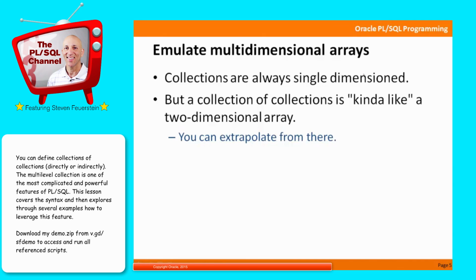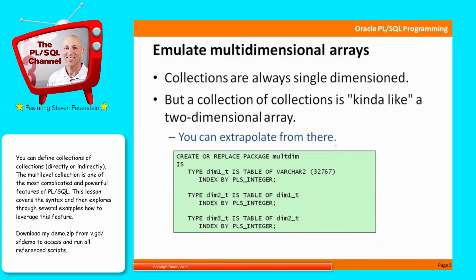But a collection of collections, a multi-level collection, is kind of like a 2-dimensional array. It's not really the same, but it's kind of like it. And you can extrapolate from there. A 3-dimensional collection is a collection of collections of collections. And in fact, that's the example I'll show you, how you can define the emulation of a 3-dimensional collection.